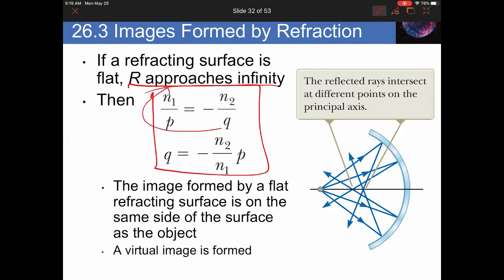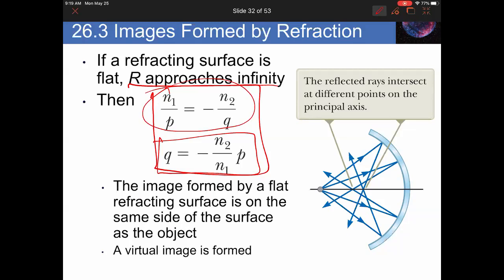So this is basically the modified equation for the image position. Q equals negative N2 over N1 times P. That means the image formed by a flat refracting surface is on the same side of the surface as the object, always. So if you're in air looking at a fish that's in water, the image will be in water, same as the object.